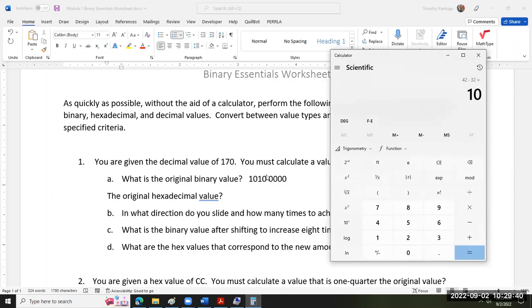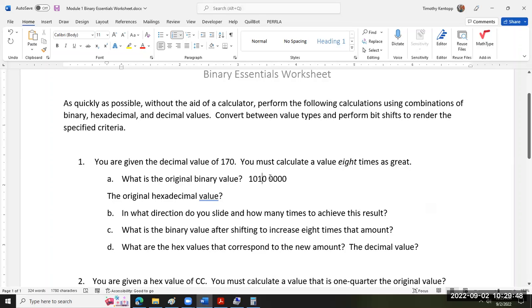Can I turn on the 16 value if I only have 10 left? No. Nope, I can't, right? So I'm going to leave that 0, but I can turn on the 8 value, which only leaves 2 left. Well, I know what that is. That's 2 right here. My question is, is 1010 1010 actually 170 in decimal?